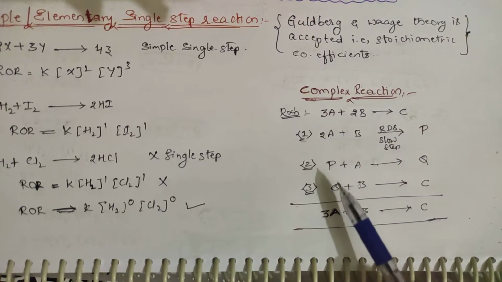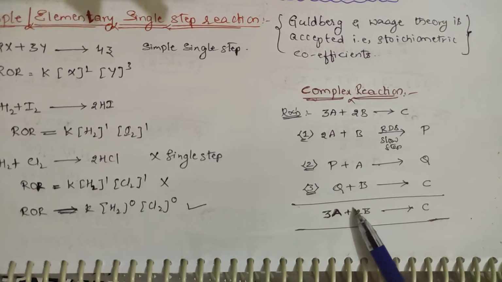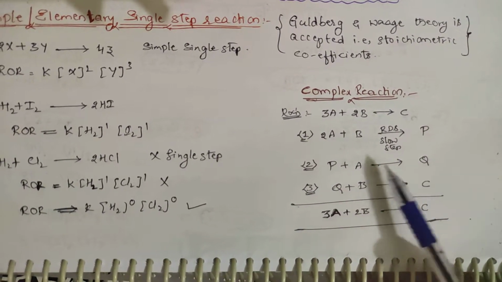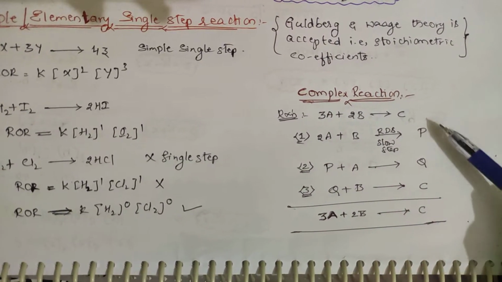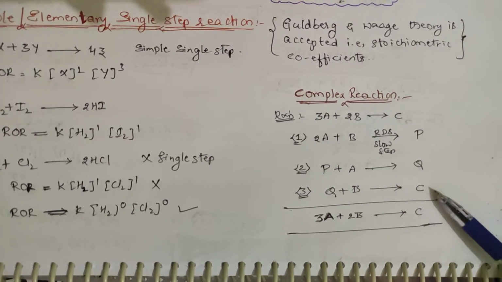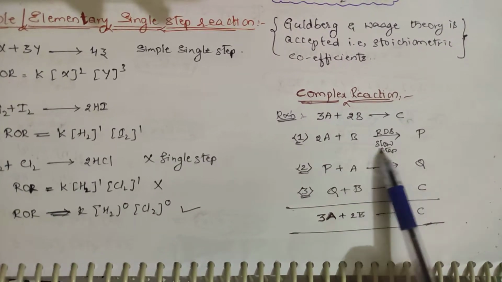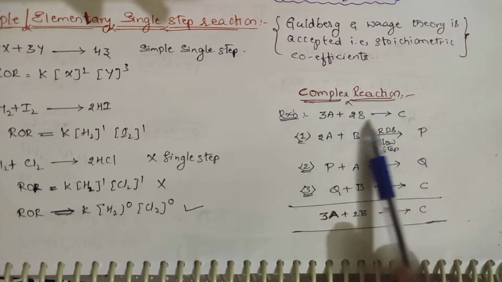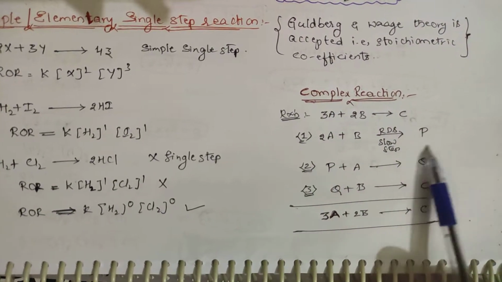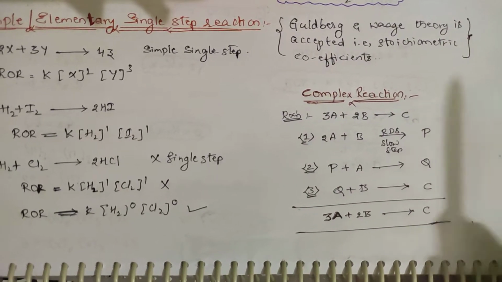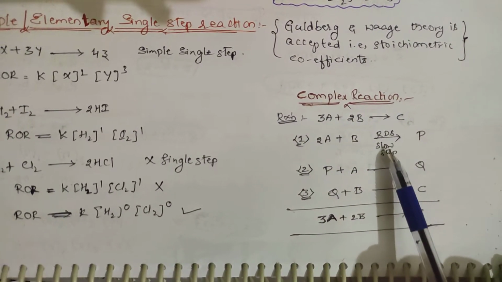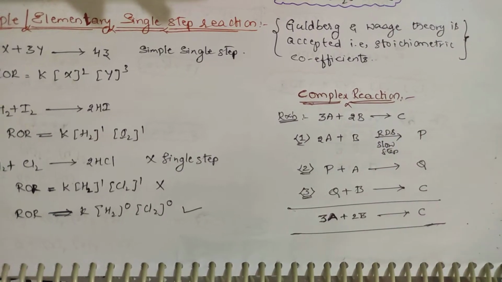If you sum up all these steps, P is cancelled and Q is cancelled. 2A plus A is 3A, B plus B is 2B, and you are left with C. And this step is called the slowest step. In this step, the number of particles depending gives you the order of the reaction. This step is called the RDS step, meaning rate determining step.